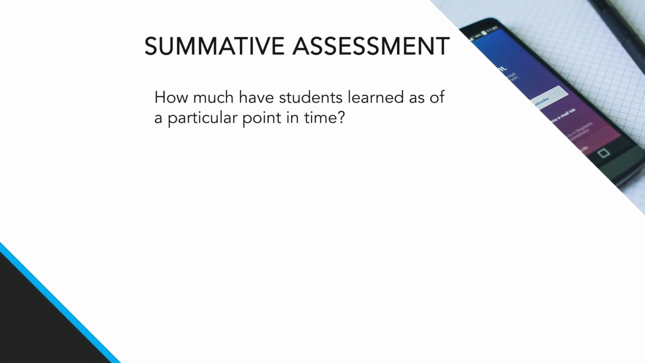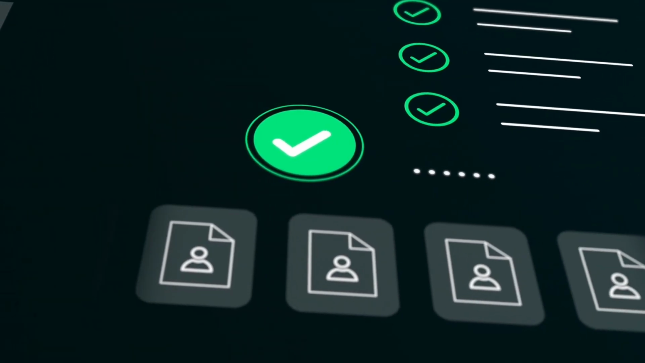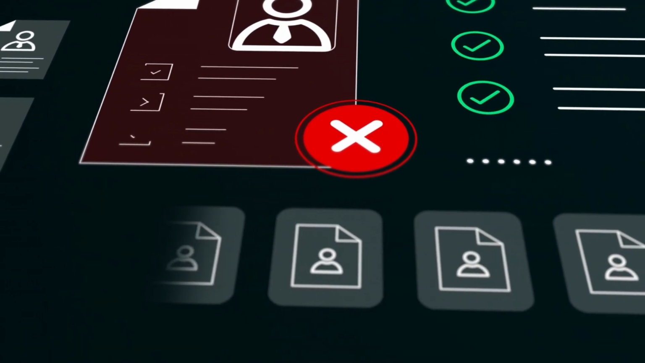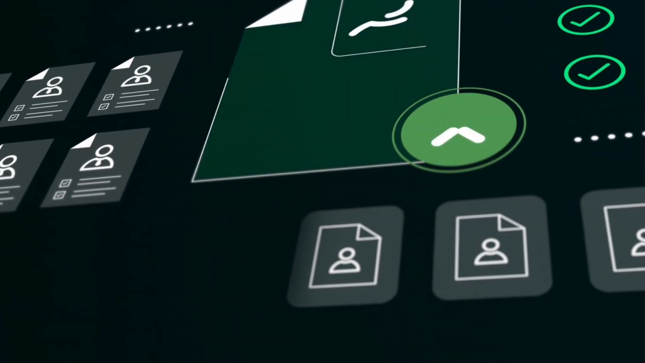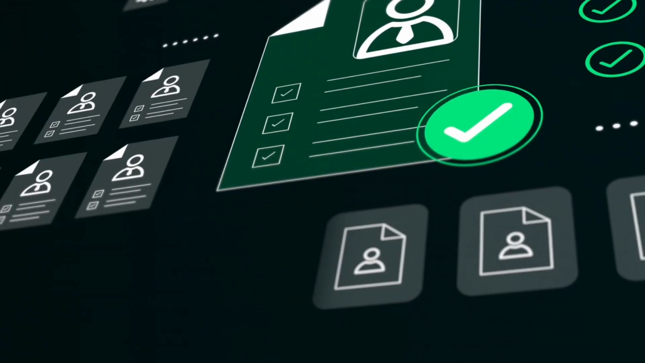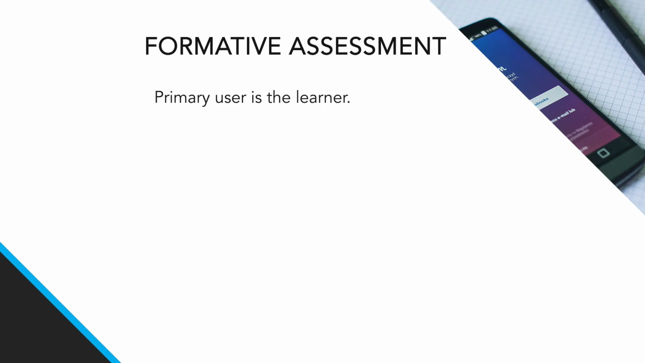The purpose of a summative assessment is that it gives information to teachers, parents, administrators, and the general community about how a student is doing. And so that data is used by teachers and parents to make decisions about grouping or about a program. Formative assessments, the primary user is the learner.